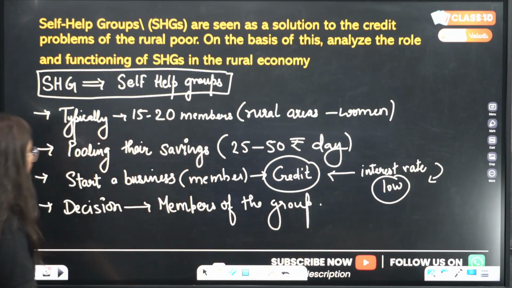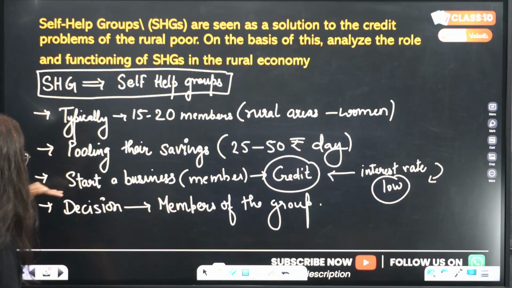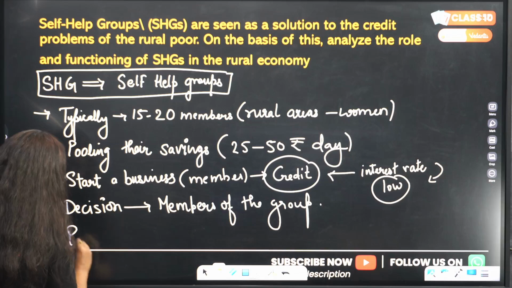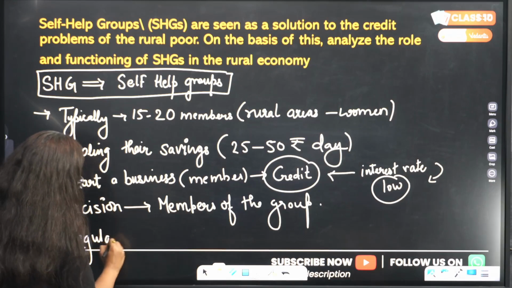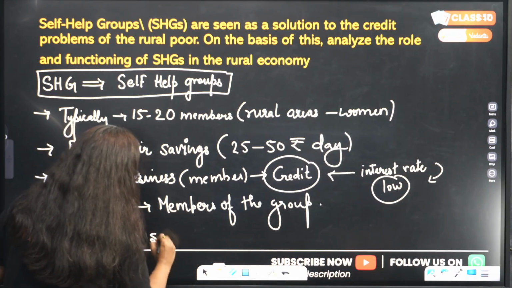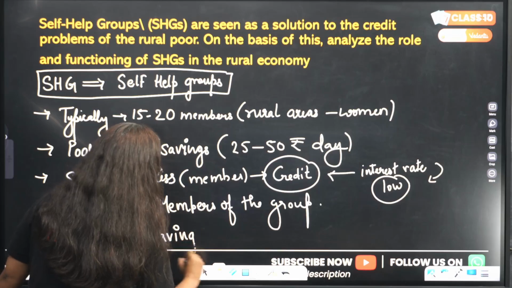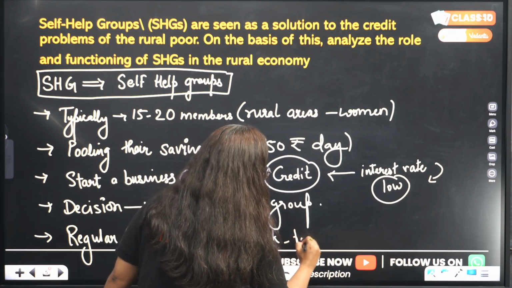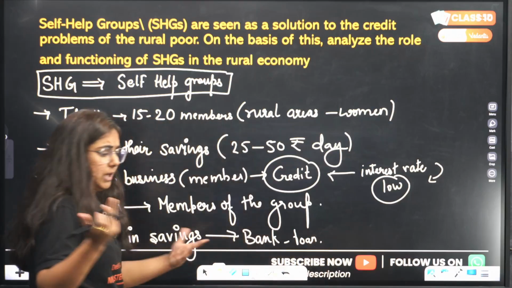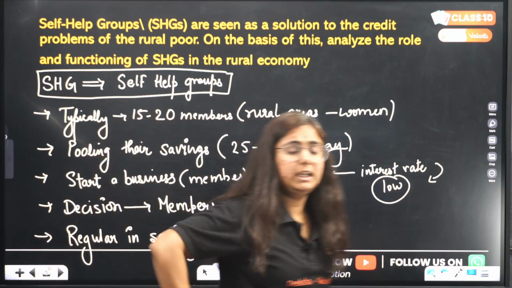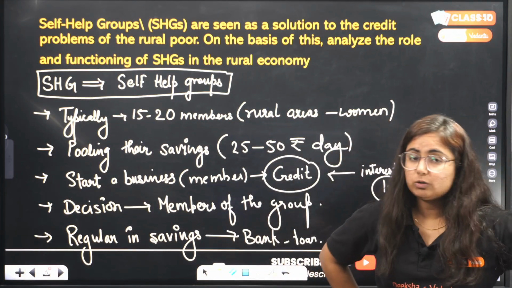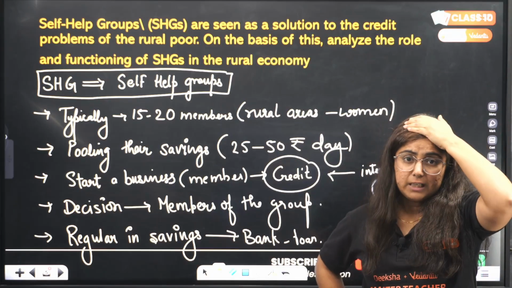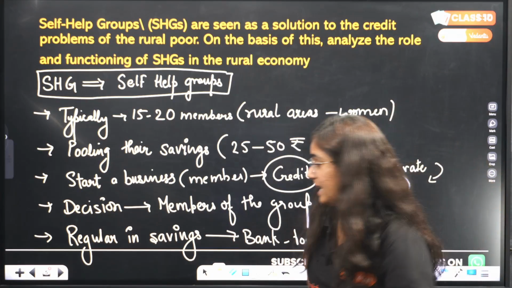Get it? So how many points have we written? 1, 2, 3, 4. But the question is of 5 marks. Whenever this group is regular in savings, even a bank can give loans to SHGs, because it now becomes registered under the government of India. So did you get the point how to write this 5 mark scorer question? Okay, print and paste it or not, do it right now.